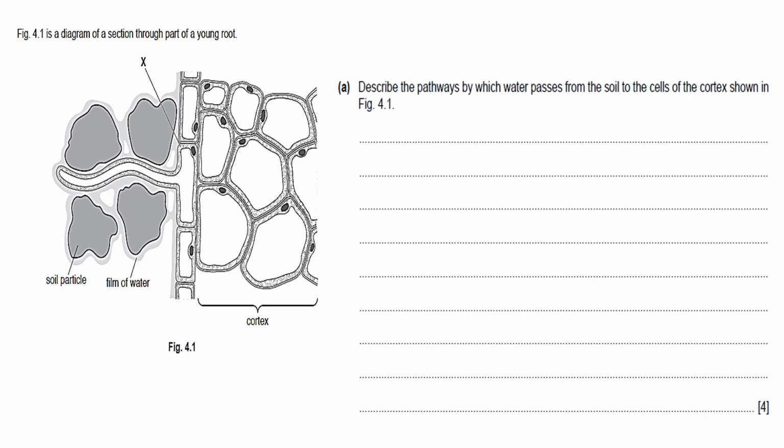Describe the pathways by which water passes from the soil to the cells of the cortex shown in figure 4.1. So this is the film of water. This is the root hair. Okay, this is called a root hair over here. So how does water get through? Well, first of all, you need to know that there are two pathways in the way water travels through plants, and that is the symplast pathway or the apoplast pathway. So you need to mention that water can travel either through the symplast or through the apoplast.